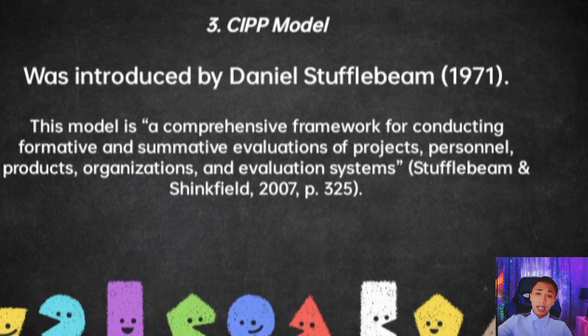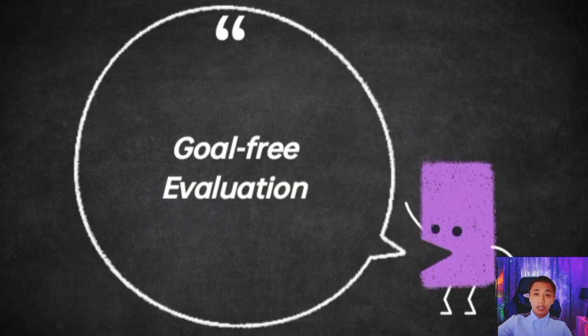And the next model is called goal-free evaluation. When we first hear it, goal-free, that is right, because it attempts to observe and measure the actual outcomes, effects, or impacts, intended or unintended, all without being cued to the program's intentions. So, let's go to the definition of goal-free evaluation.